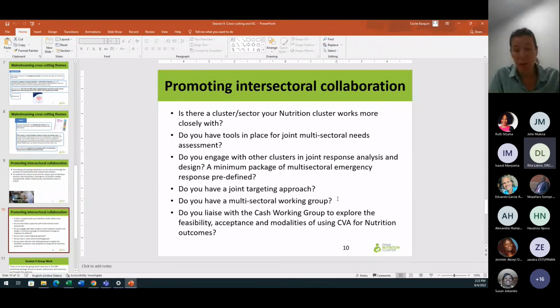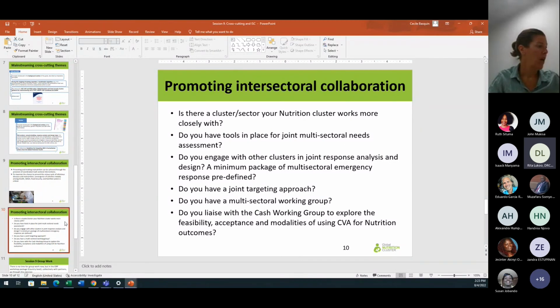So here again, in the guide, we have a cash expert working closely with the GNC, who developed a one-page annex, I think it's Annex 4, that summarizes a much more comprehensive guidance on cash and voucher assistance for nutrition outcomes. So I really encourage you to see again there, what are the key first preparedness actions you can undertake to start moving forward with this, the possibility of doing cash, even at a fairly early stage of the response.